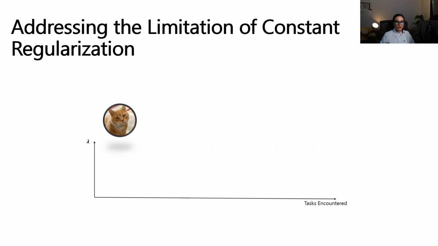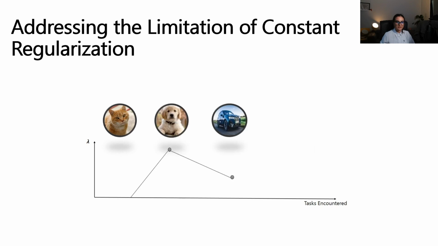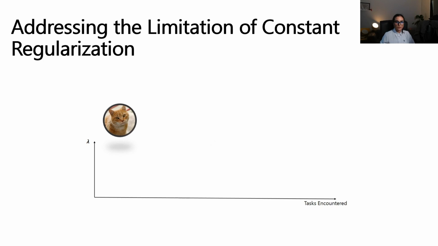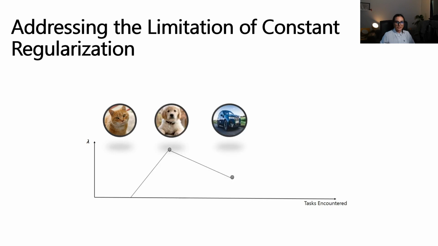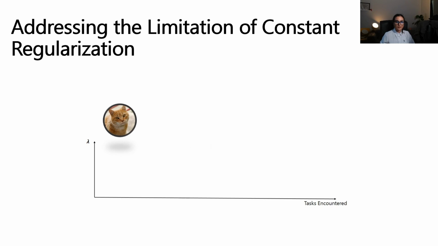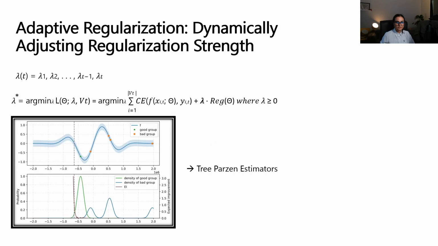Imagine an incremental learner encountering a familiar object like a dog after observing cats. Here, a high lambda is appropriate, as knowledge can transfer quickly. But if it encounters a novel object like a car after animal categories, a lower lambda and higher plasticity are needed to learn about the unfamiliar parts.